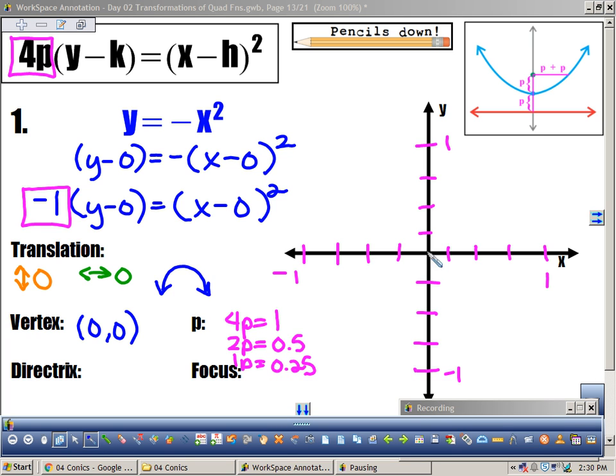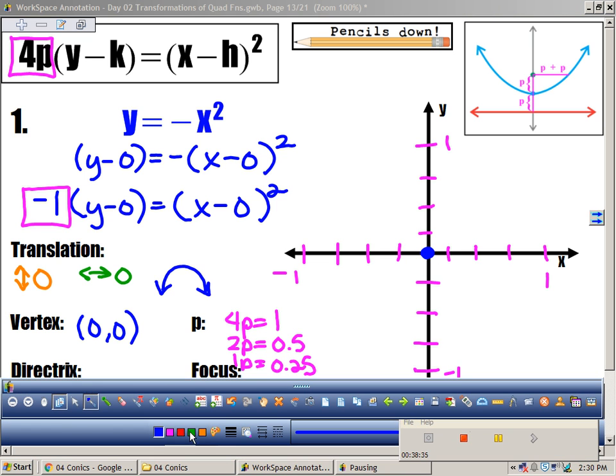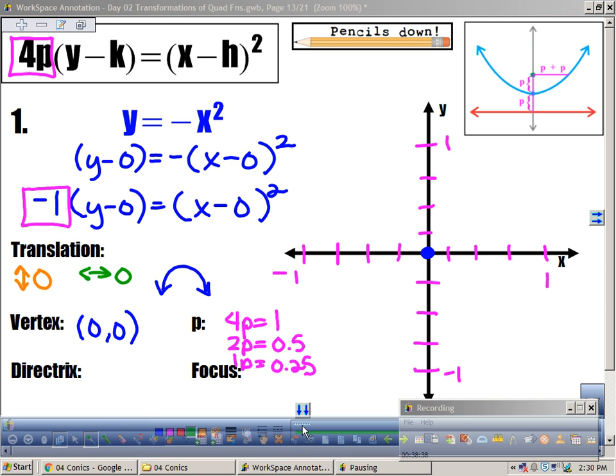Okay, so my vertex is at 0, 0. P is 0.25, so don't I have to go up or down to get to my focus? Philip, here's my parabola. If I have a focus, is my focus on the inside or on the outside? On the inside. So if I know it's on the inside, I'm not going to go up to get to my focus. I'm going to go down. I'm not going anywhere on the x. I'm just going down on the y.